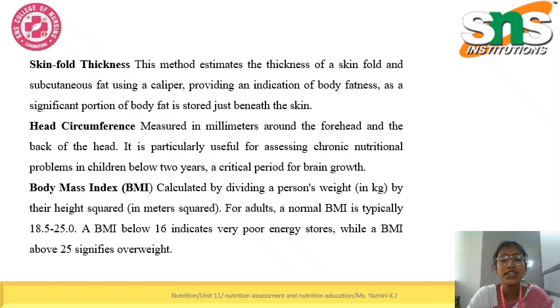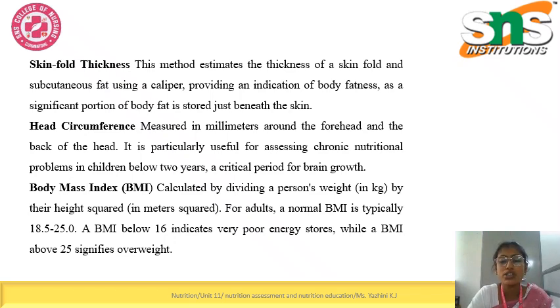Skinfold thickness mostly estimates subcutaneous fat, using a caliper. With this, we can know whether there is more fat under the skin. By reading this, we can suggest obesity risk for the patients. Opposite to that, for malnutrition, we can identify undernutrition. They will not have much muscle, so we can easily suggest it.